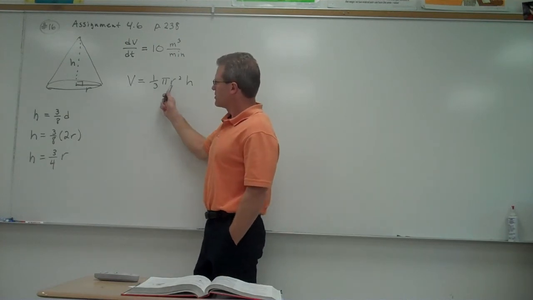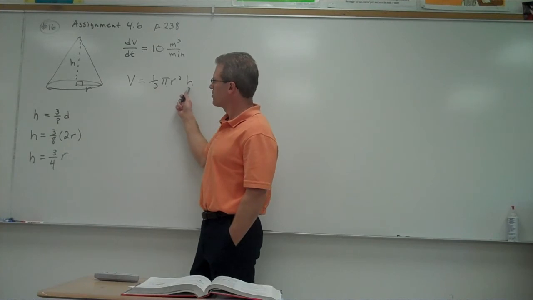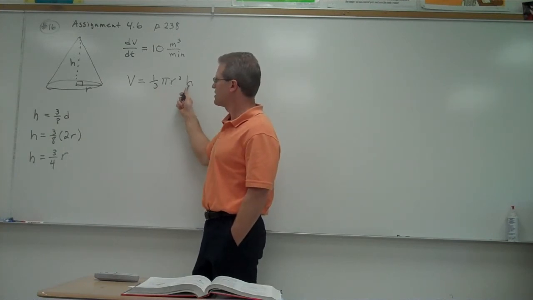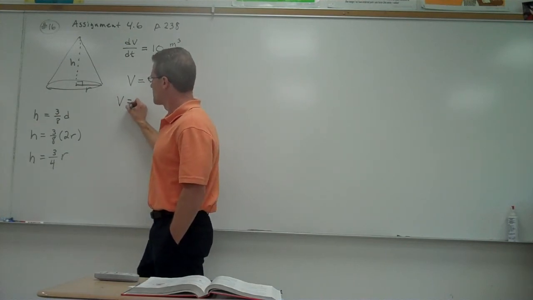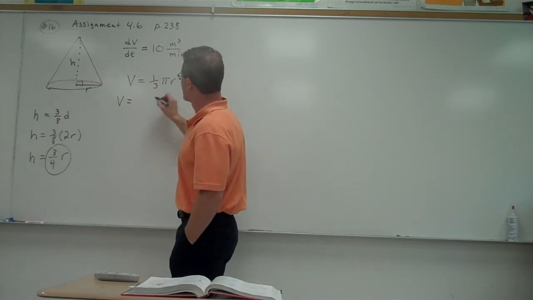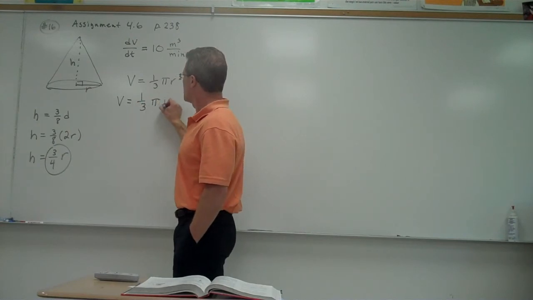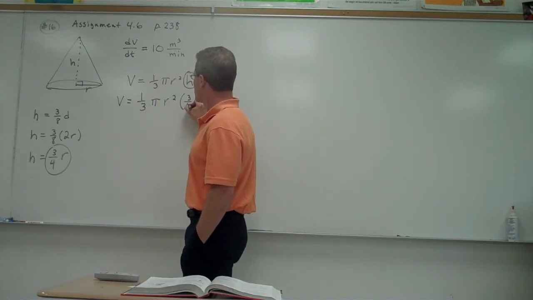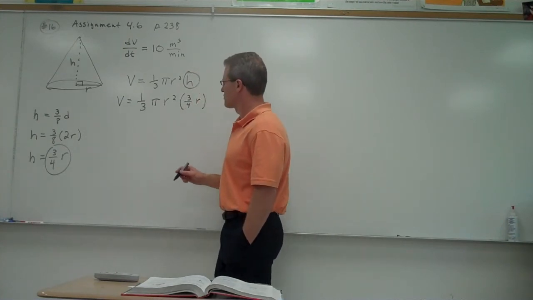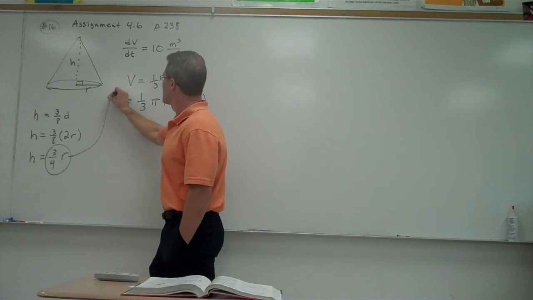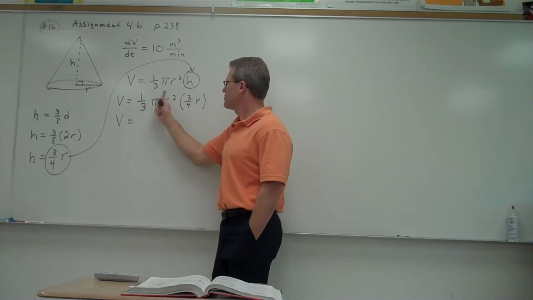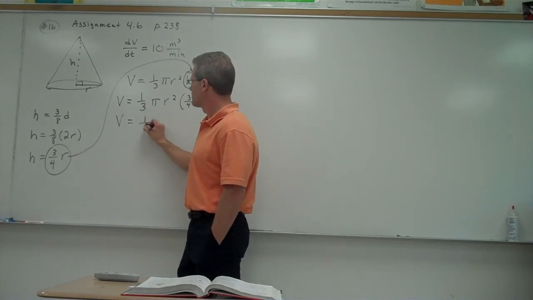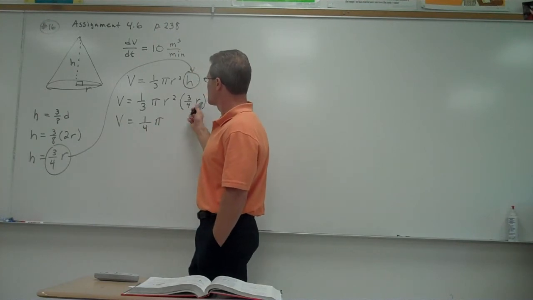Before we do the derivative on both sides, we need to get the right side of the equation to only have one variable in it. Right now we have r's and h's. So what could I plug in for h? 3/4 r, right? So volume equals 1/3 pi r squared times 3/4 r. Plug 3/4 r in for h right there. Let's simplify. I can take 1/3 times 3/4. That'd be 3/12 or 1/4 pi. And then r squared times r is r to the 3rd.